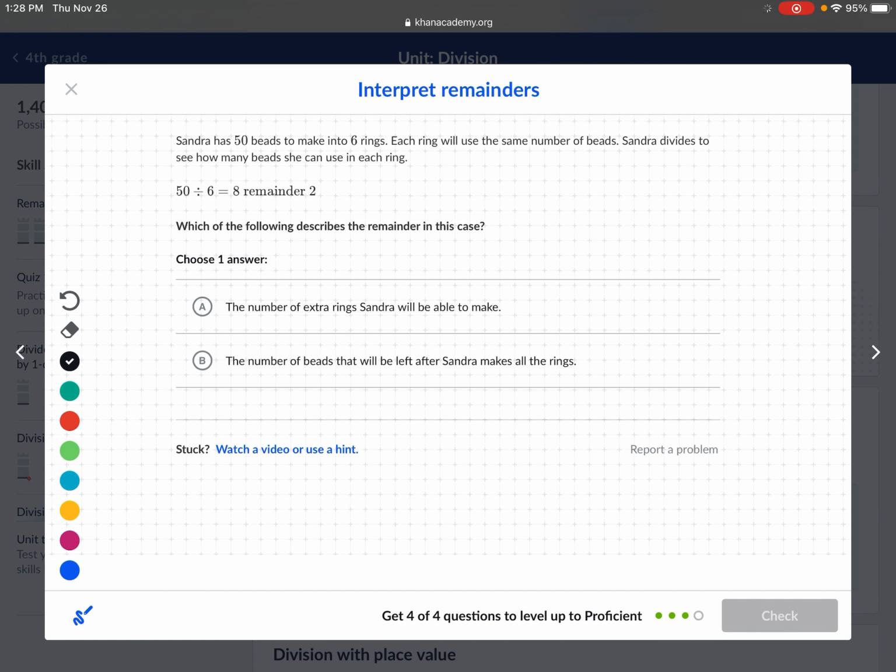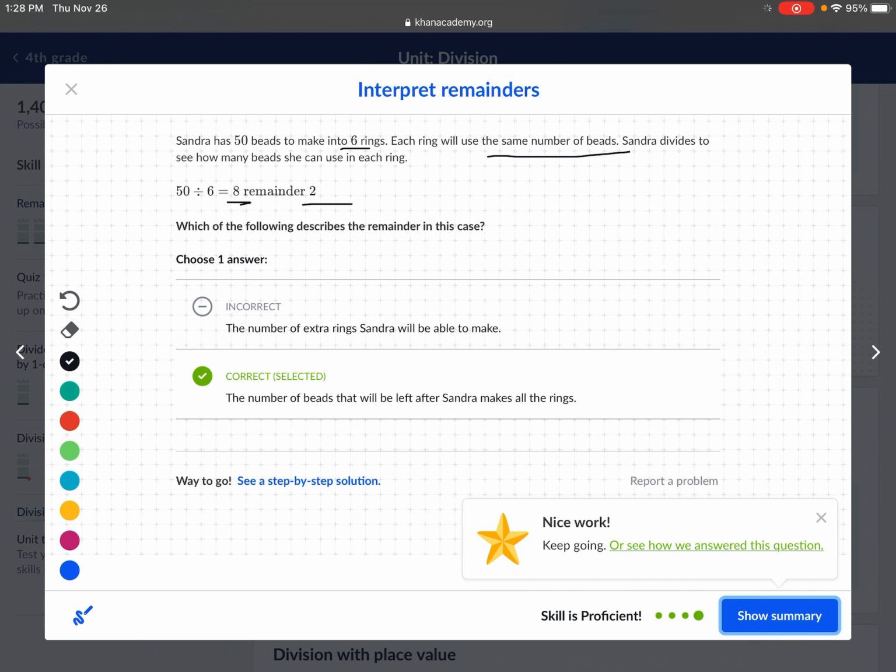They said that she has 50 beads and she makes them into 6 rings. Each ring will have the same number of beads. She divides them to see how much she would have in each ring. So she would have 8 in each ring, because since she divided, she knows she'll have 8 in each ring. And 2 will be the remainder.